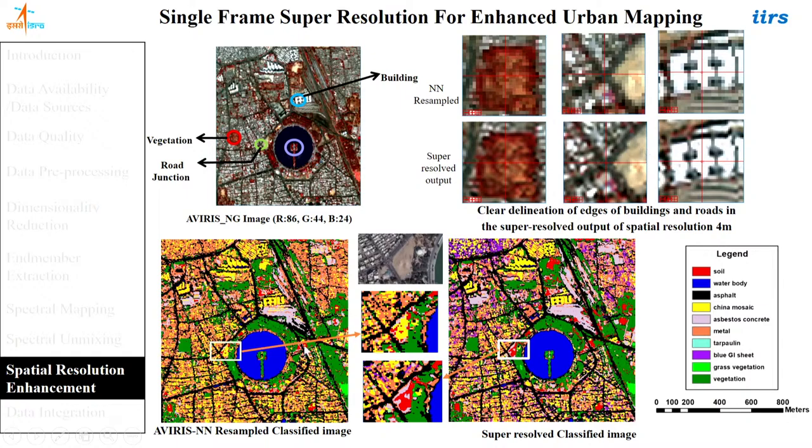We also observed that when we classified the nearest neighbor resampled data, the soil is mixed with other material, but it was actually soil. You can see there is a bare ground, and it got improved in the super resolved data.